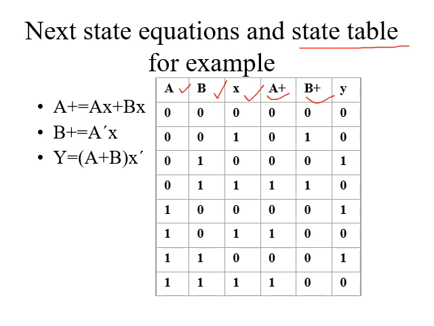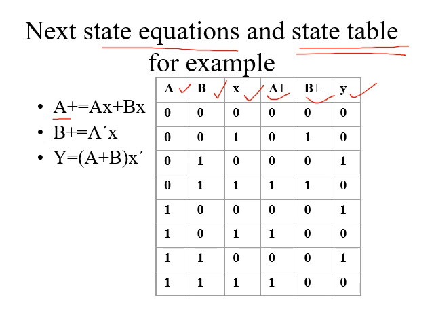X is our input and Y is the final output. So this is the way in which the state table is represented. We give the input values, we give the output values, we give the present state and we give the next state. So all these four things must be present in the state table.